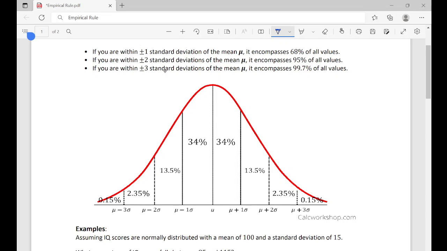And if you're within three standard deviations of the mean, it will encompass 99.7% of all values. So again, if you're all the way down three standard deviations from the center and three standard deviations above the center, everything in between will be added up to 99.7%. So remember that the center here is always your mean.